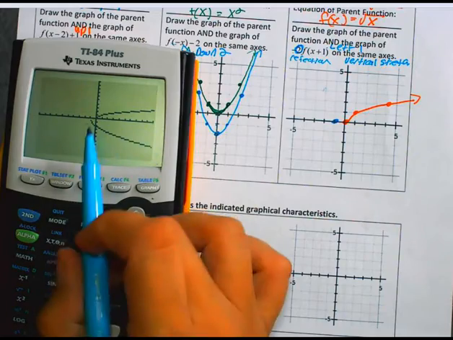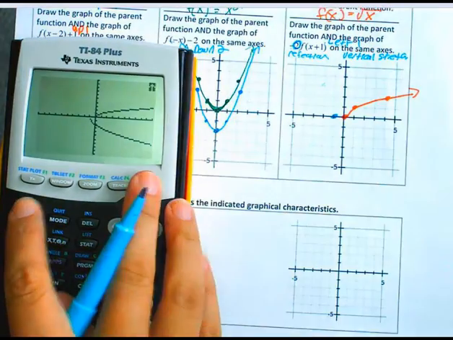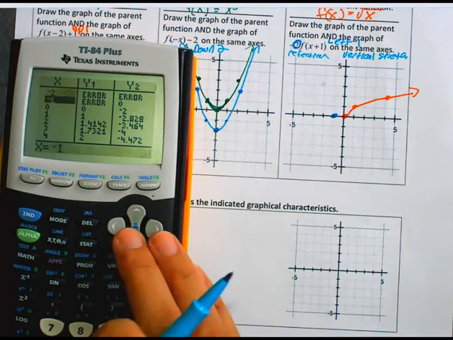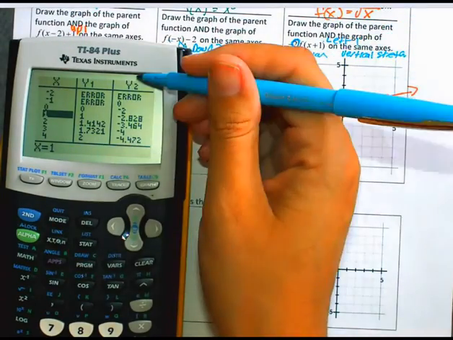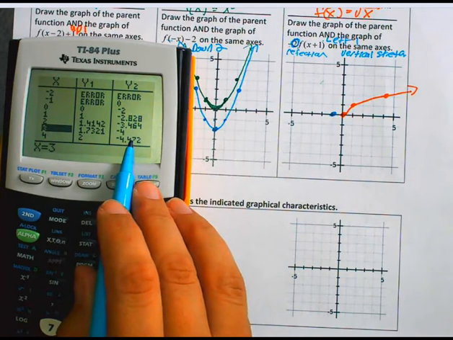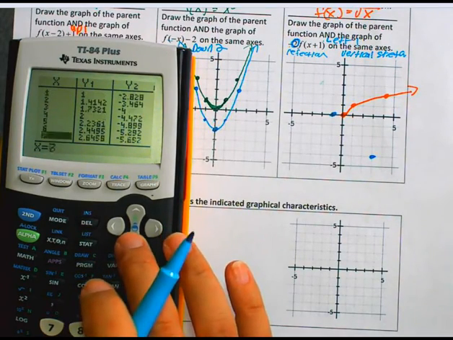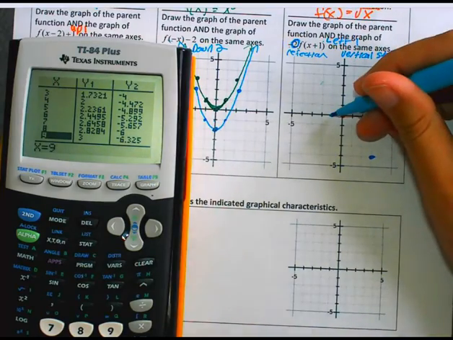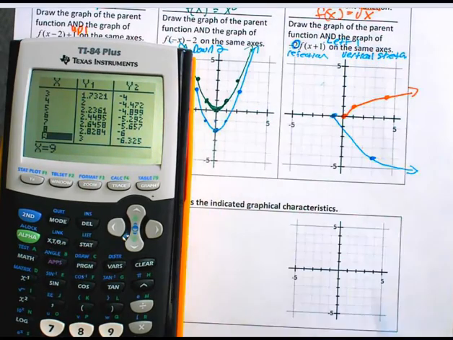So we see we've moved over 1, and we've got the reflection, and notice that we have that vertical stretch here. So to get the most accurate sketch, we're going to look at our table of values. Notice the y1 is the parent function, and the y2 is the transformed function. Notice at 3 we're at -4, so that's an easy point to plot there. If we keep moving down, we're kind of going off the graph, so we'll just sketch that in by the information we have there. And there's your transformed graph.